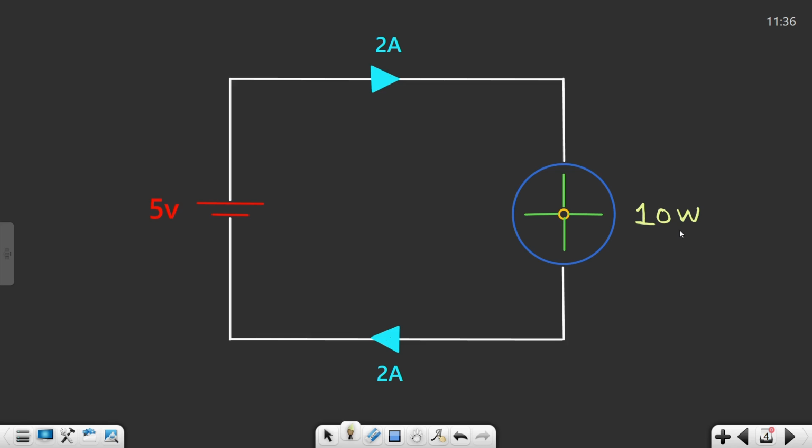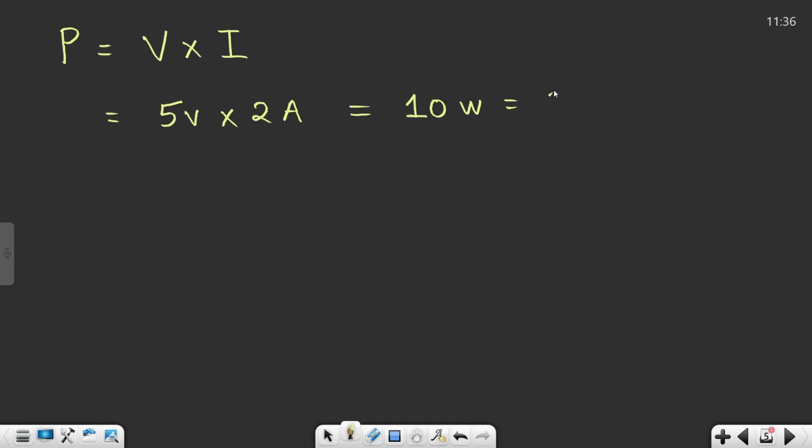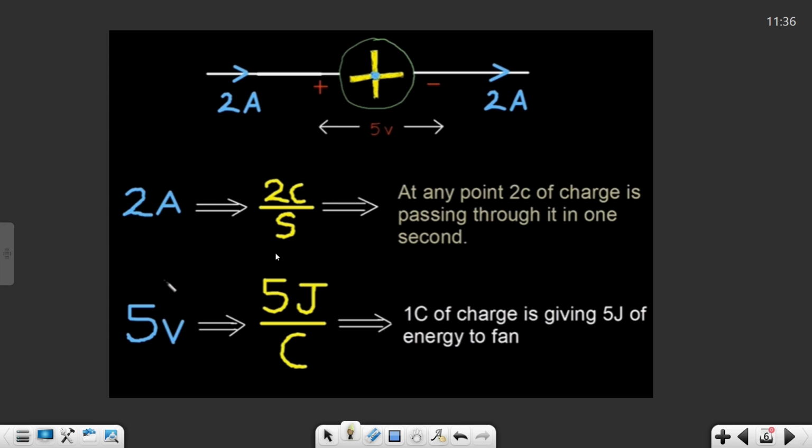I know a few of you may still not be clear of what that means. That is nothing but 10 joules per second. Still some of you may not be clear about what exactly is happening over here. Well, for that, just look over here. 2 ampere is nothing but 2 coulombs per second. So what does that mean? At any point 2 coulomb of charge is passing through the fan in 1 second.